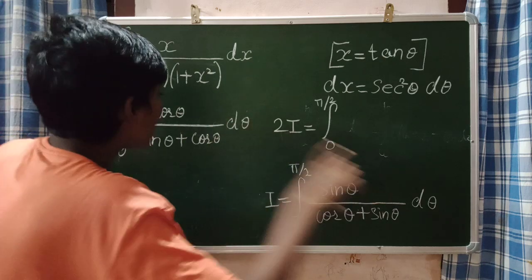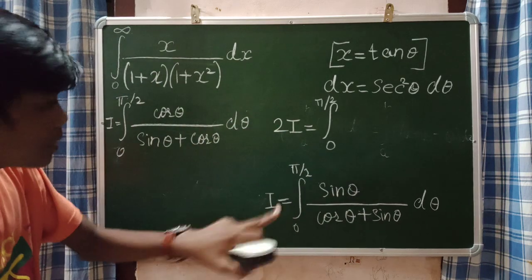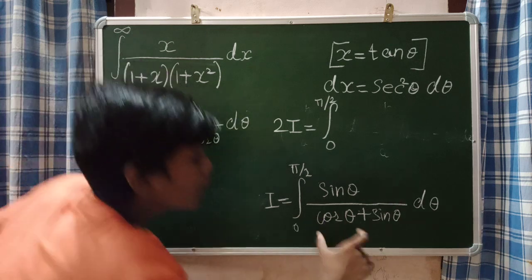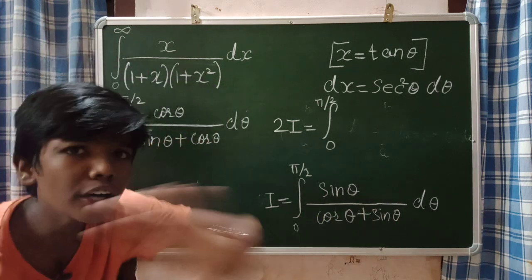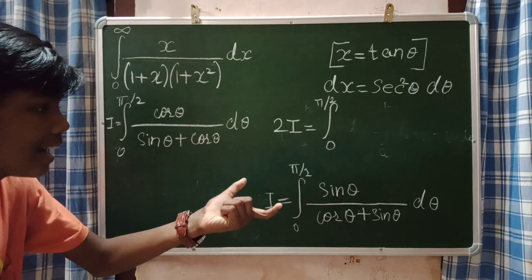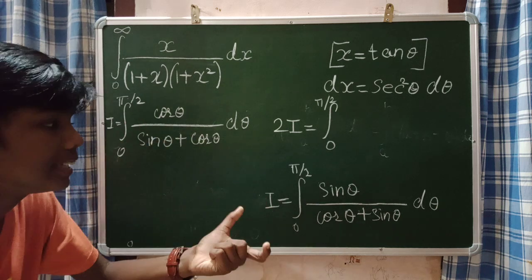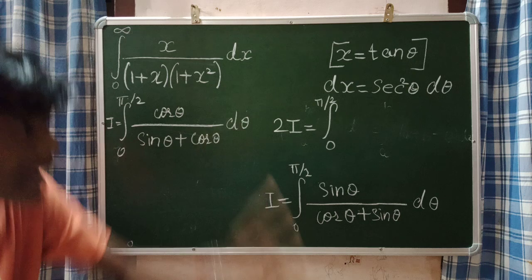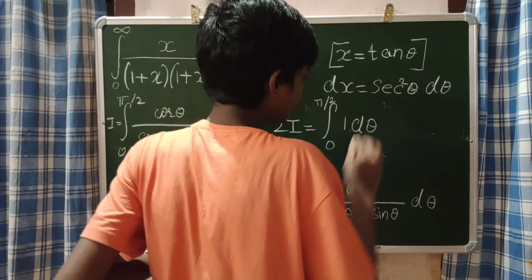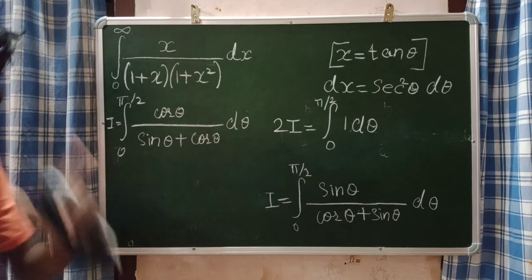When you add these two values, what will you get? Cos theta plus sin theta. The denominator is the same, which is sin theta plus cos theta, and cos theta plus sin theta. So you don't need to do anything. Just add the numerator, which is cos theta plus sin theta, divided by cos theta plus sin theta, will get cancelled, and you will be left with d theta, 1 d theta. This is what you will be left with.